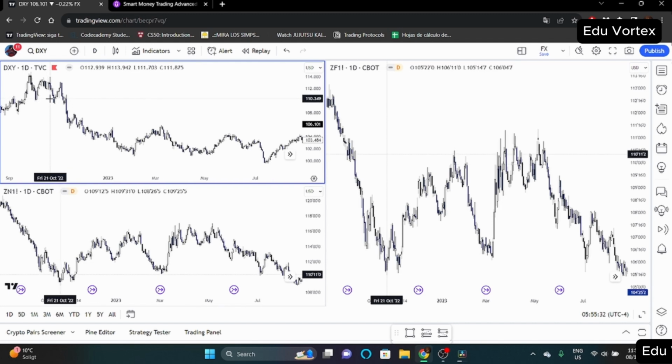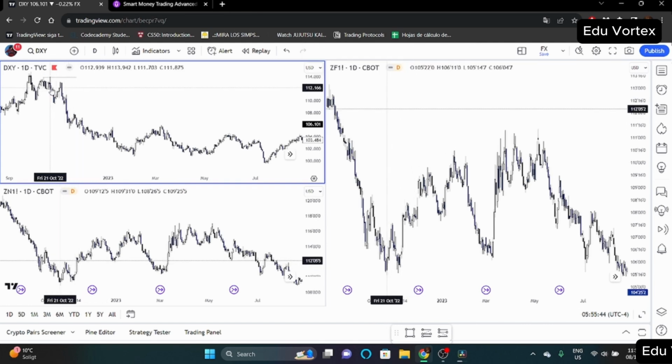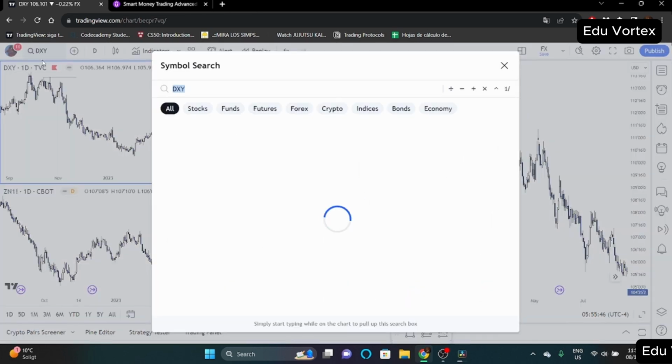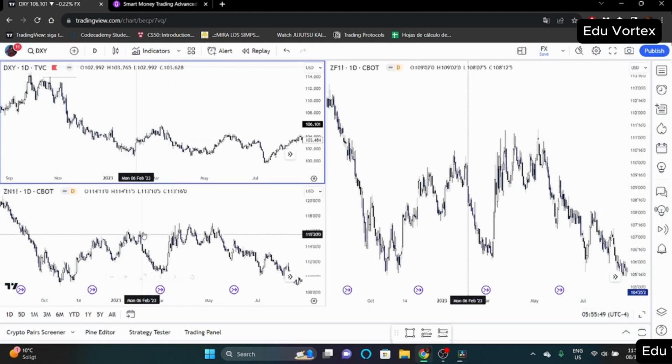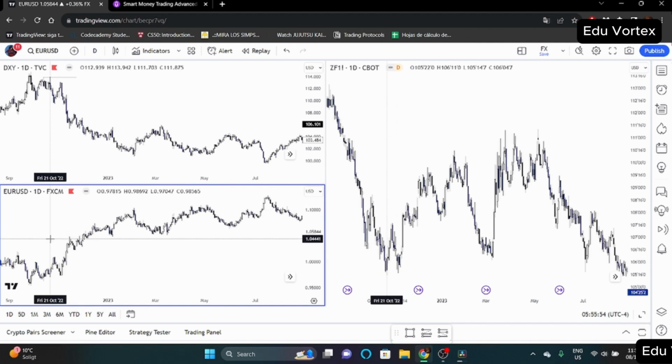What is this DXY doing right here? Can you tell me? DXY right here, 21 of October. It's a higher high. Okay. What is Euro doing that same day? 21 of October. What is the other day? Right here. It's making a higher low. So we have a divergence right there as well.